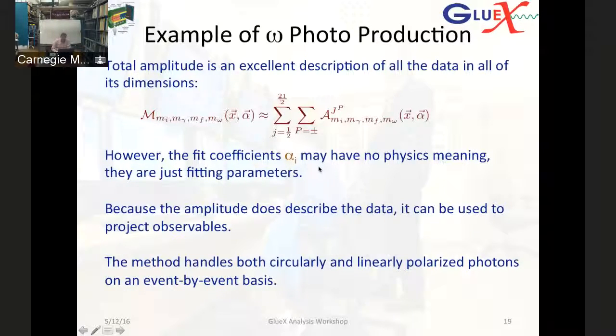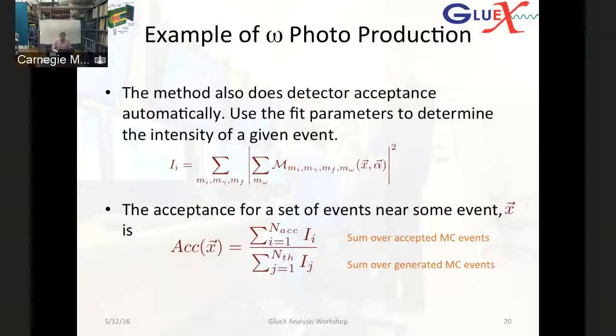But because it describes the data, you can project out observables. And it handles both linear and circularly polarized and unpolarized photons. The other nice thing about this method was that it also builds in detector acceptance. So if your Monte Carlo is very good, you can generate a set of raw data that is uniformly populating phase space. You run that set through your Monte Carlo and you have an accepted data set. So you have a raw and accepted.